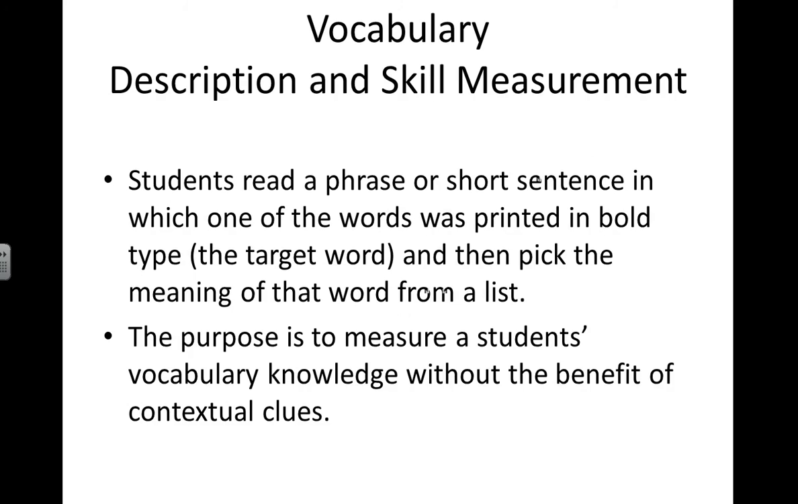For the vocabulary subtest, the students read a phrase or short sentence in which one of the words was printed in bold type, the target word, and then pick the meaning of that word from a list of 4 or 5 choices. Vocabulary items were designed to measure a student's vocabulary knowledge without the benefit of contextual clues.